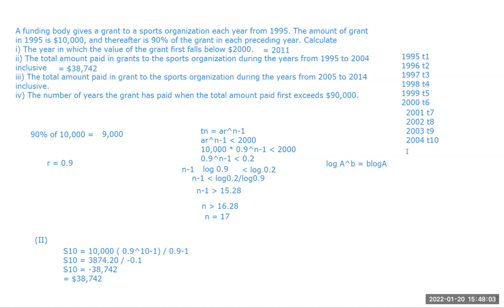All right, that's good. So $38,742. Now let me see how you're gonna find the total amount for the next 10 years. Let me see what you're gonna do.